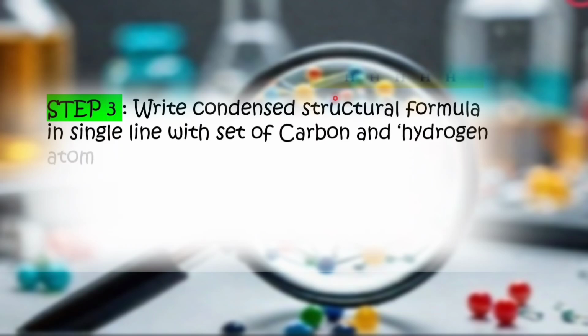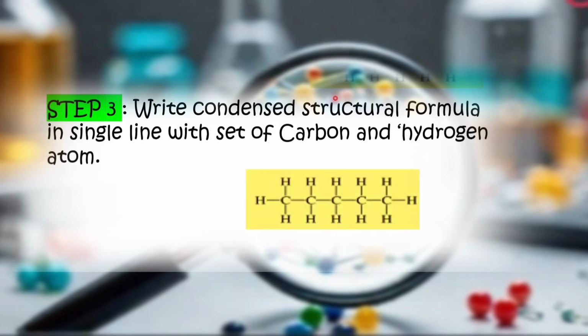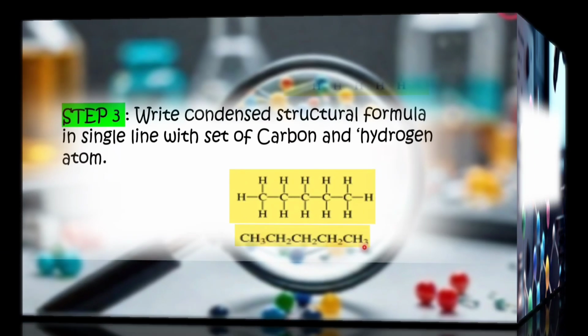Step 3 is to write the condensed structural formula in a single line with sets of carbon and hydrogen atoms. So how will we write the condensed formula? CH3, CH2, CH2, CH2 and CH3, meaning methyl, methylene, methylene, methylene group and methyl.